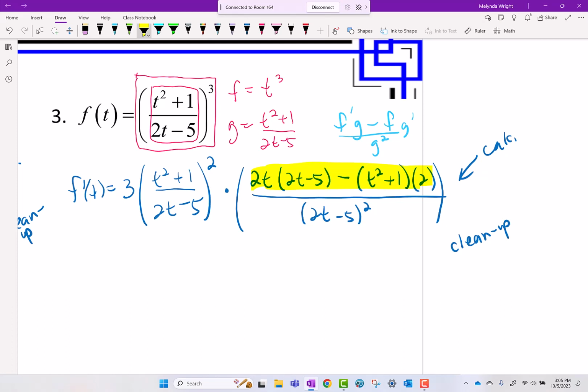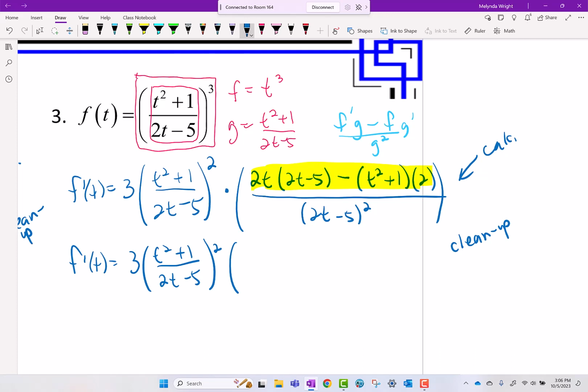So my first step is to deal with all of that. This is nice and compact. I don't need to do anything to that right now. We need to work on that piece. So that's our first step. So f prime of t is 3. And if I remembered how to copy and paste this, I would. I can't remember how to copy and paste, so I'm just going to rewrite it.